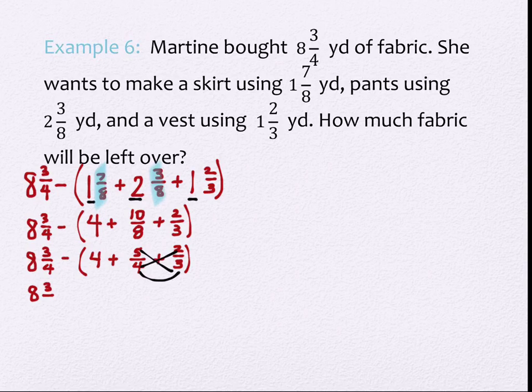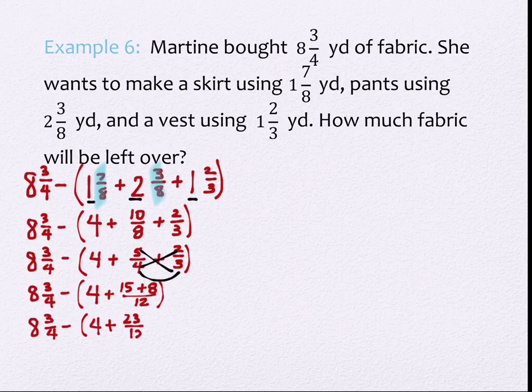So this would be 8 3/4 minus, now I have 4. 5 times 3 is 15. 2 times 4 is 8. And 4 times 3 is 12. Okay, so now I've got the 8 3/4 at the beginning, minus 4, plus 15 plus 8 is 23 over 12.